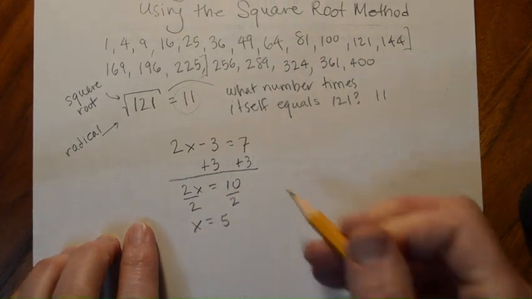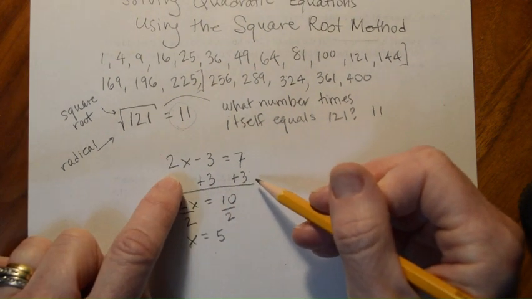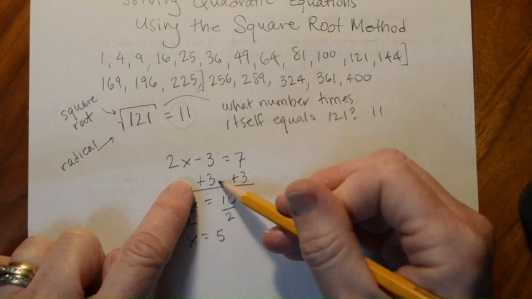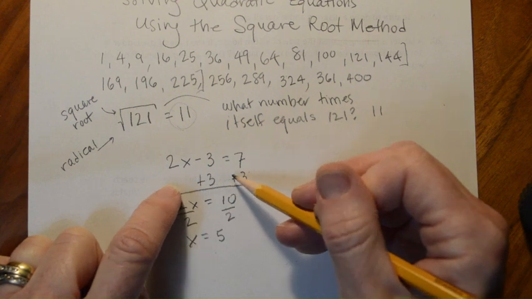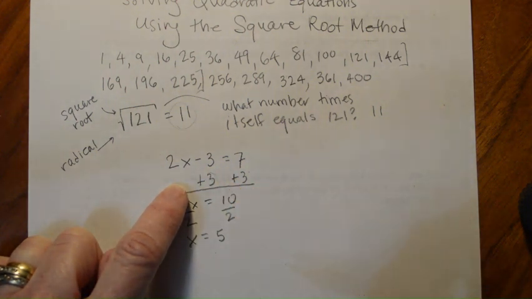But I want to go back here and ask you, why do you add 3? Why did you not subtract 3? Why did you not divide by 3? Why did you not multiply by 3? Why specifically do you choose to add 3?